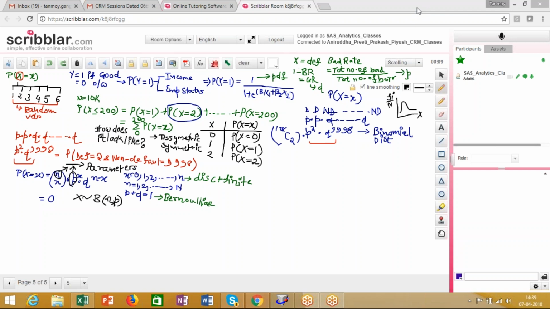So, given the nature of this random experiment, we can model this lending procedure using a binomial distribution. In credit risk, the binomial distribution is something which would be used very frequently.